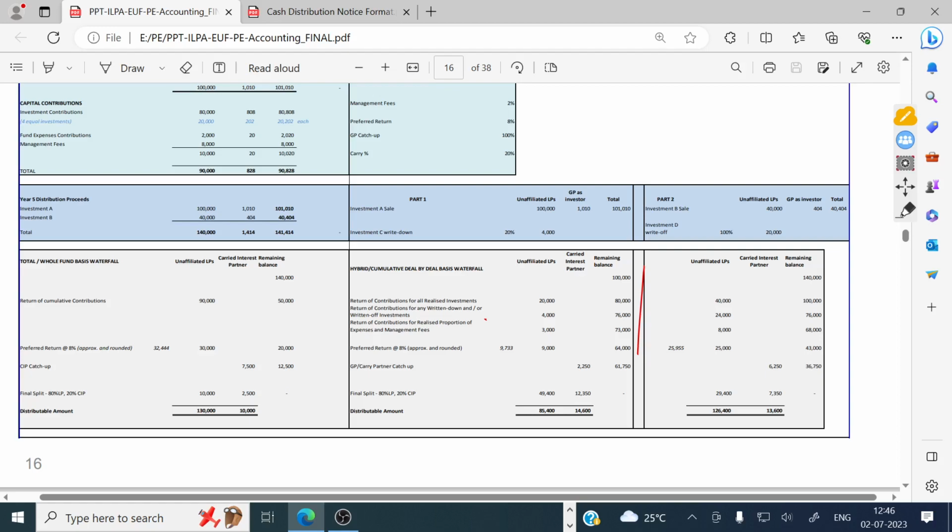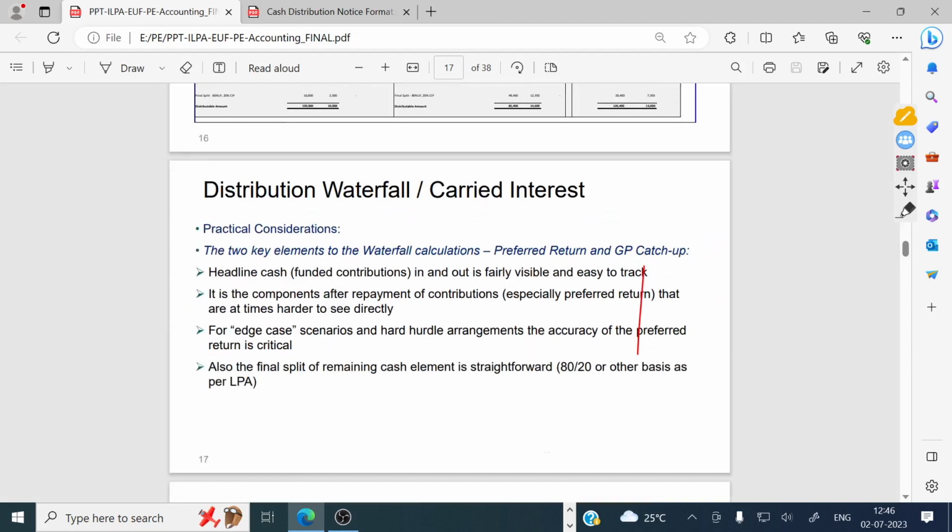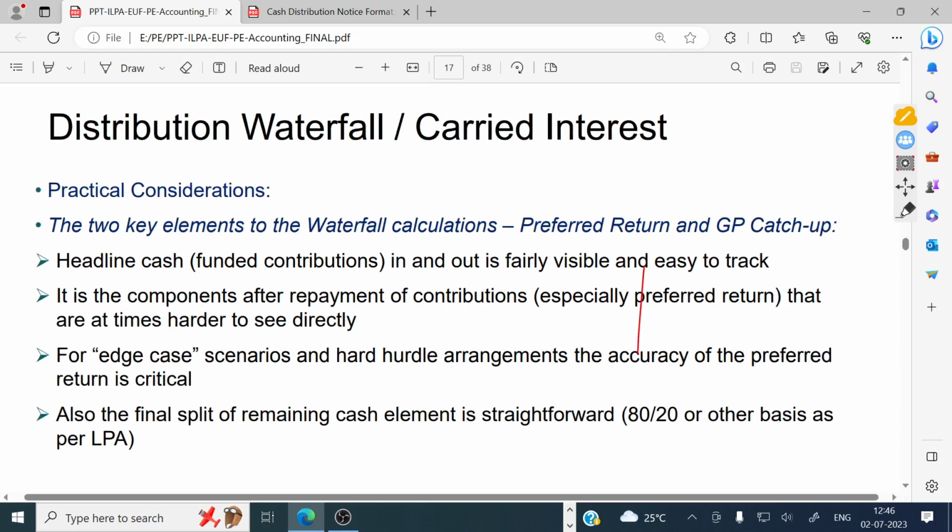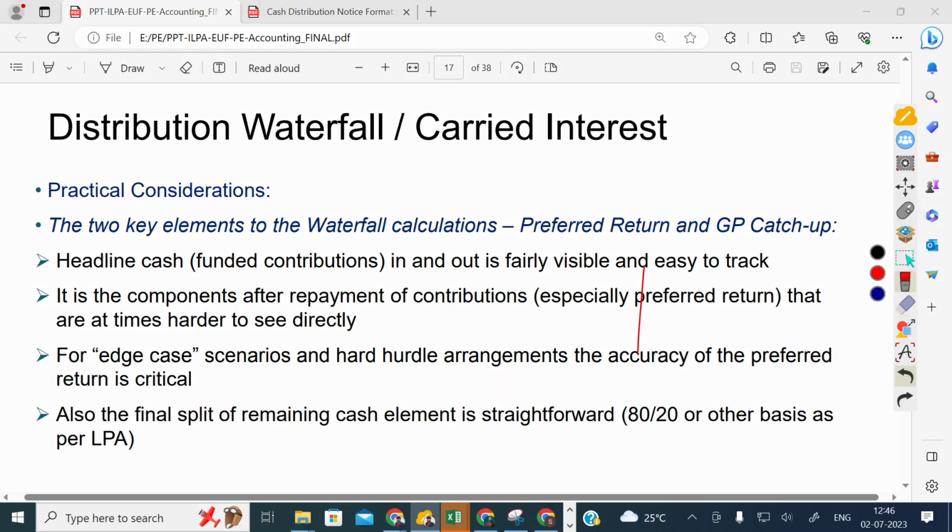And the same, if you see, they have briefed here as well. Their statement is, for edge case scenarios and hard hurdle arrangement, the accuracy of the preferred return is critical. So nobody can surely calculate and guarantee that this is the accurate one. Approximate, everyone can calculate, and that is allowed. And that's what it says, practical consideration.